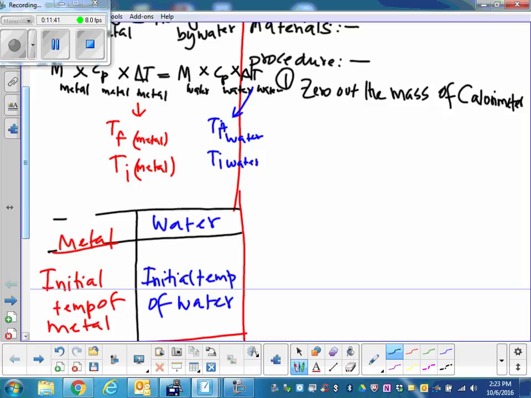And then after this, what should I do? Add water. So they're saying add water, but here is my question. How much water should I add? How much water do I need? What am I going to do with the water? Just measure its temperature or do something more?